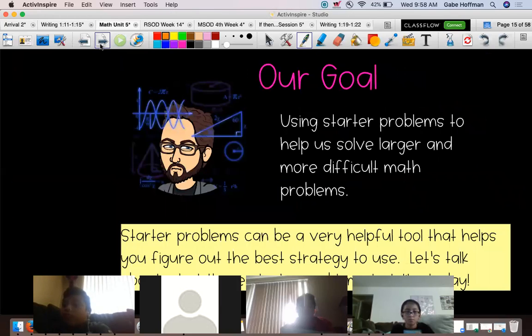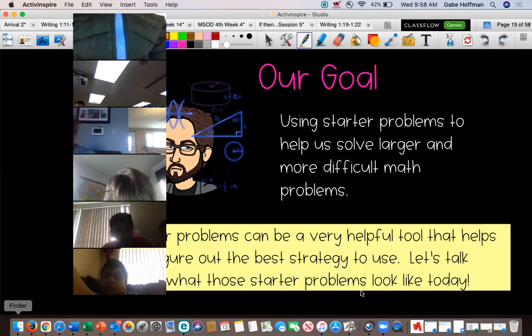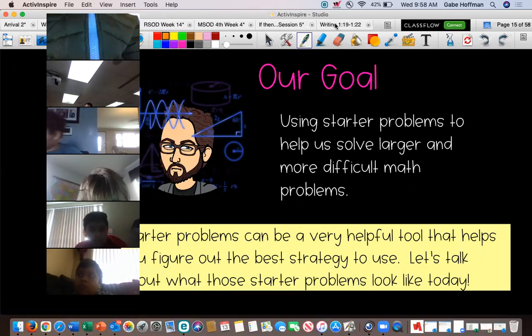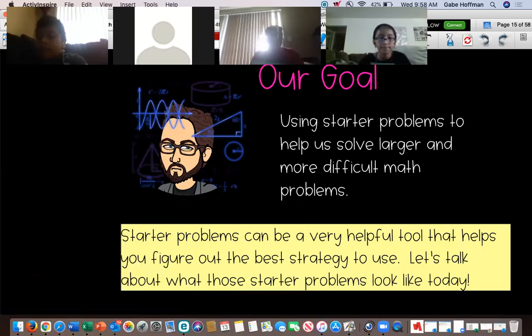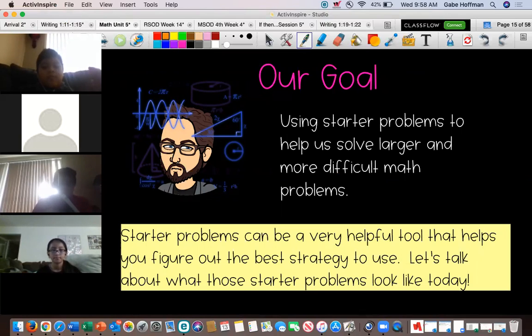Looking at our goal today. Christian, can you read today's goal for us, please? Using starter problems to help us solve larger and more difficult math problems. Okay, thank you, sir. So today we're going to look at using what we call starter problems, which can be a helpful tool in helping us get started on solving some more difficult problems and can help us with starting a strategy that we want to use to solve a problem.